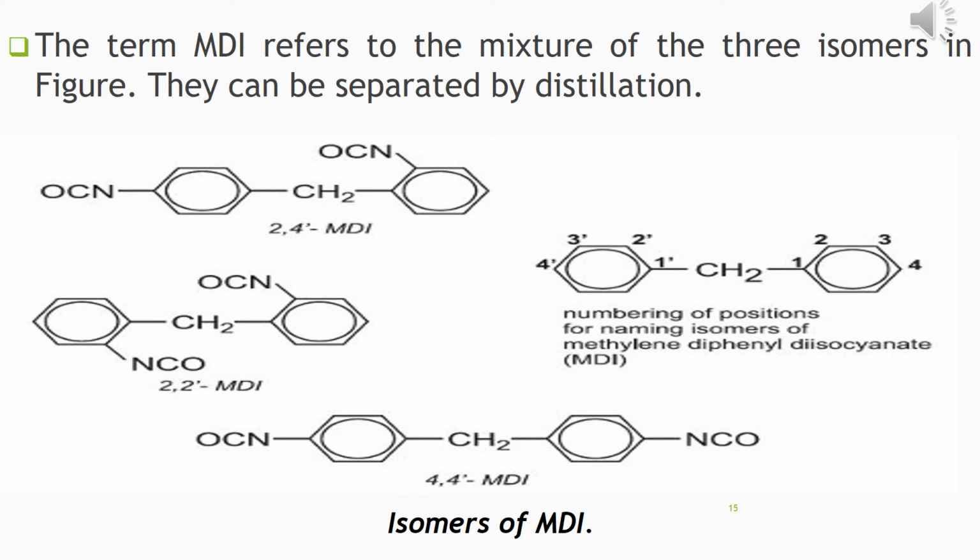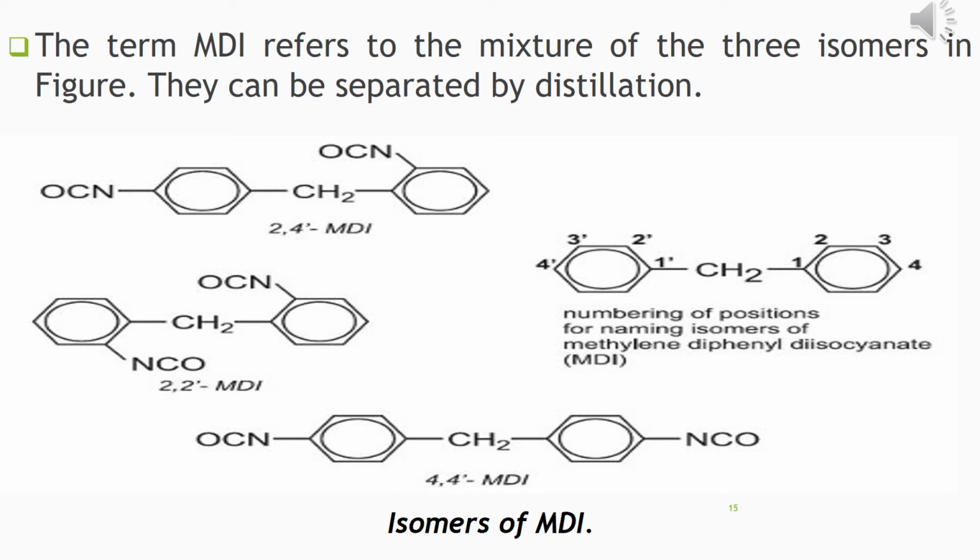The term MDI refers to the mixture of the three isomers as shown in the figure below. One is 2,4' MDI, methylene diphenyl diisocyanate, and then 2,2'. The prime is showing 1, 2 is showing one major ring, and 2 prime is showing the other ring. One ring we shall represent by a simple number, and the other ring we shall represent by prime.